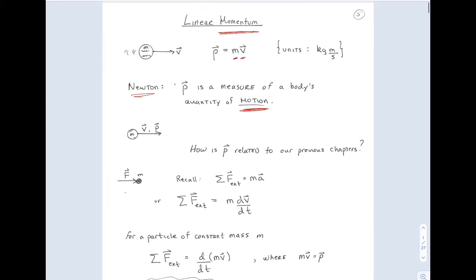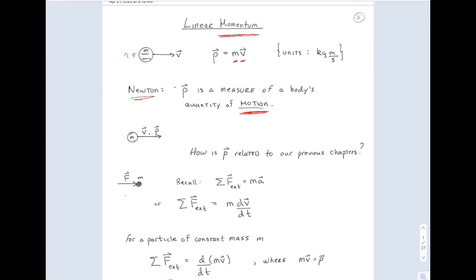Okay, so again, everything in this class has mass. Next semester you'll be looking at light and things like that. But everything in this class has mass, and pretty much everything in this class is handheld or bigger. So if something's moving, then it has momentum. So here's an object moving to the right. Velocity points to the right. So the linear momentum is defined as its mass times velocity.